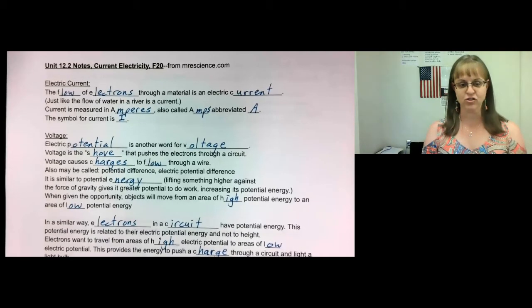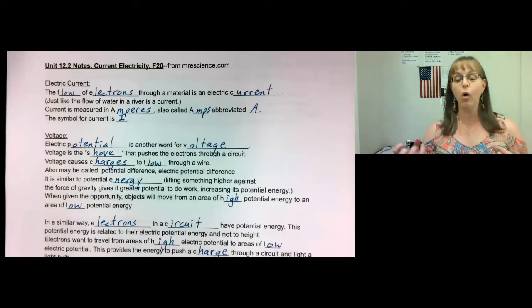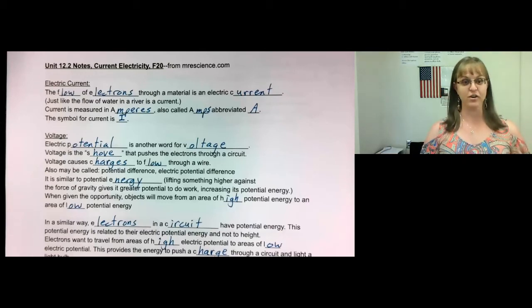Instead of static electricity, today we're going to talk about current electricity, which, instead of electricity that builds up and stays, flows. And the flow of electrons through a material is an electric current. Just like the flow of water in a river is a current, the flow of electrons in a wire is also a current.